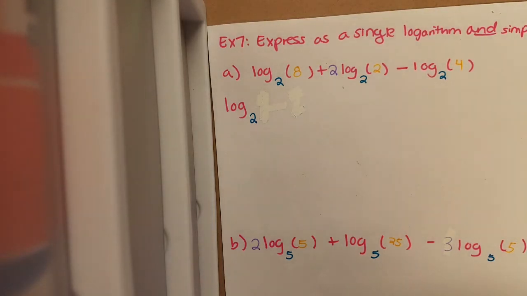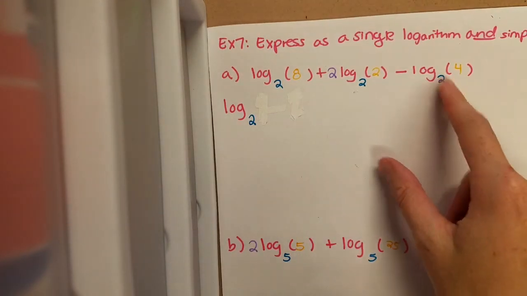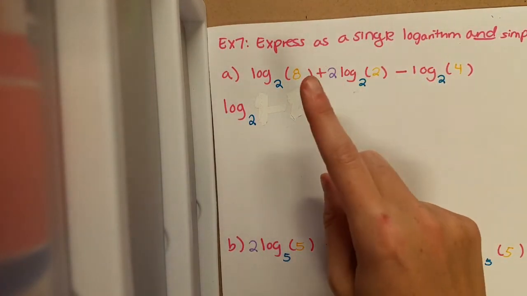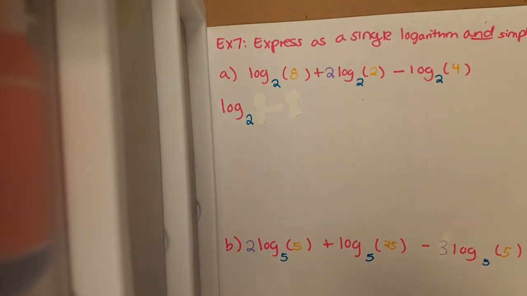So you guys, example 7, we are reversing what we did in example 6. This time I'm giving you a bunch of logs and we're going to express it as a single log and we're going to simplify. So we're going to be solving. So this one's a little bit more involved. Now before we write it as a single log, we are going to be reversing what we did last time. So the last thing we did last time was apply the power rule. So guess what? We're going to apply the power rule first this time.